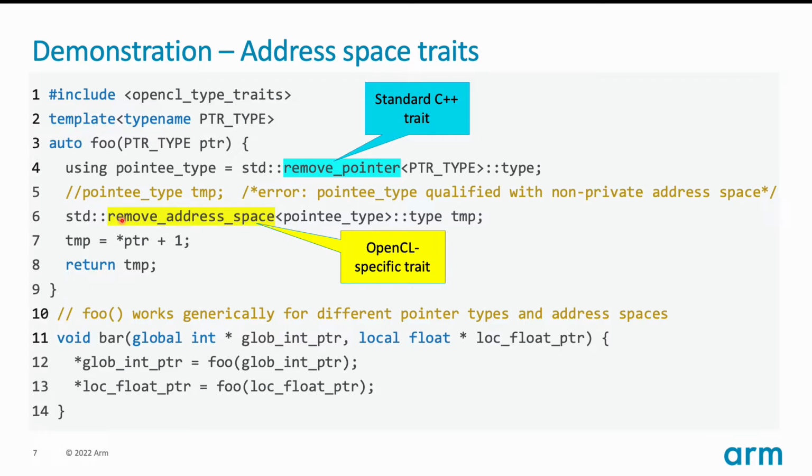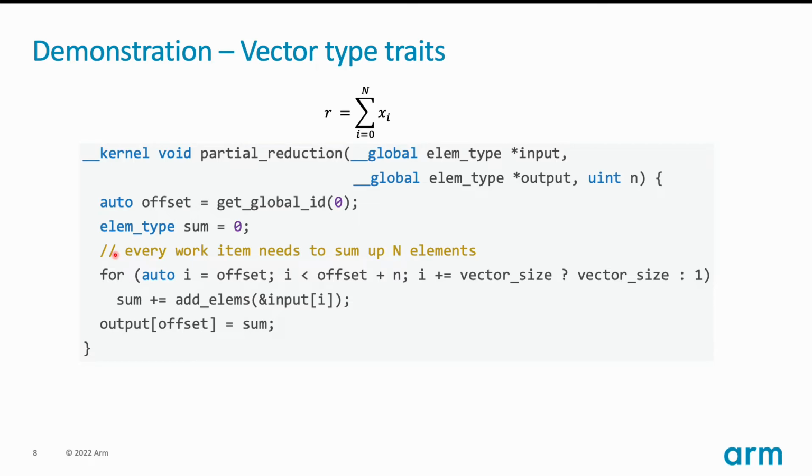If we are using OpenCL type traits, we can just use the remove address space type trait and pass our pointee type over here and then query its member type, which will be a pointee type without address space. So the address space will be removed. And now we can succeed in declaring our local variable and use it to do whatever we need to do with it. A slightly more complex example with use of vector type traits.